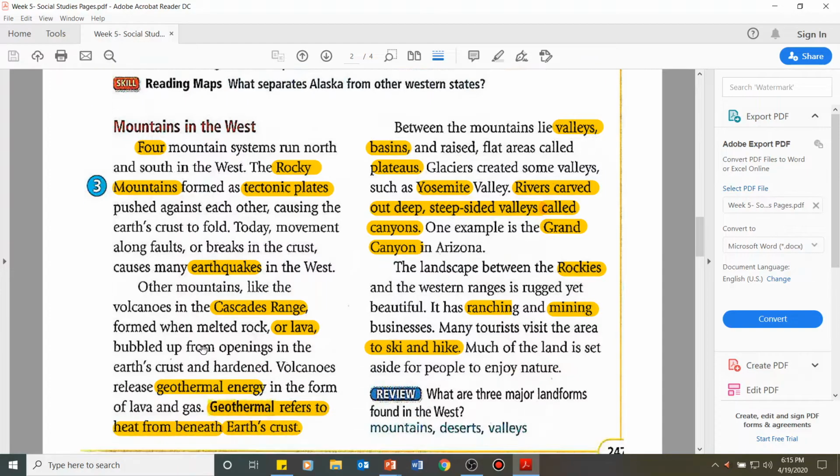So let's continue reading. So here, mountains in the west. Four mountain systems run north and south in the west. The Rocky Mountains form as tectonic plates push against each other, causing the Earth's crust to fold. Today, movement along faults, or breaks in the crust, causes many earthquakes in the west. So I'm going to show you right now an explanation of how the Rocky Mountains were formed because of tectonic plates.